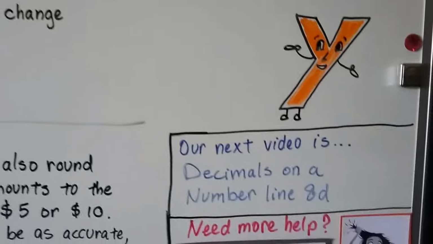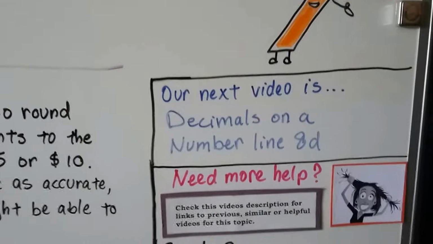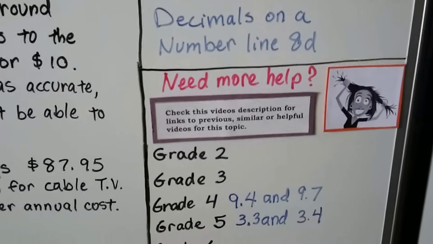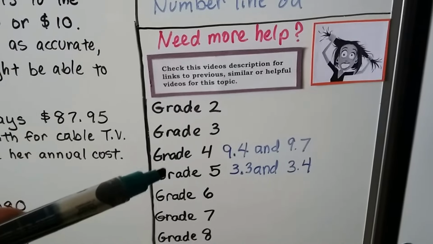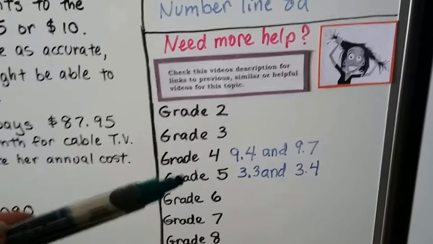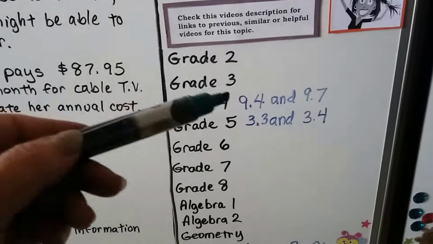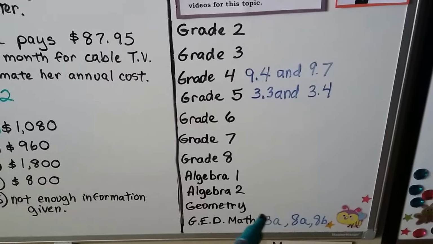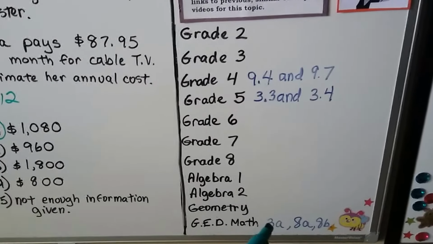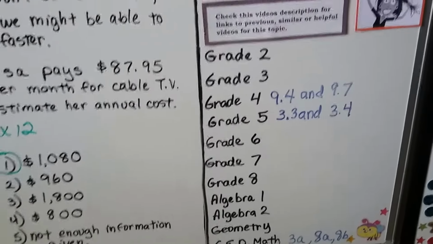And our next video is decimals on a number line. We're going to actually be able to locate decimals on the number line, all right? And if you need more help and you're having trouble, know in your heart you can watch the grade 4 and grade 5 math videos that are linked in this description that talk about estimating and rounding with decimals, okay? And actually even with money. And I'll have links to 3A where we talked about estimating, and we talked about some dollar amounts in that video, and the previous videos for this lesson, 8A and 8B. Just click on the description and it'll be right there, okay?